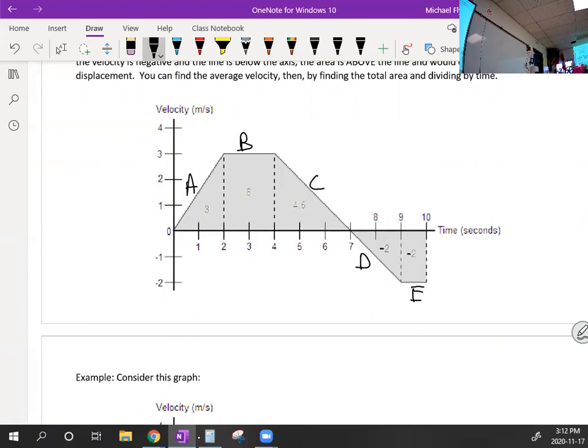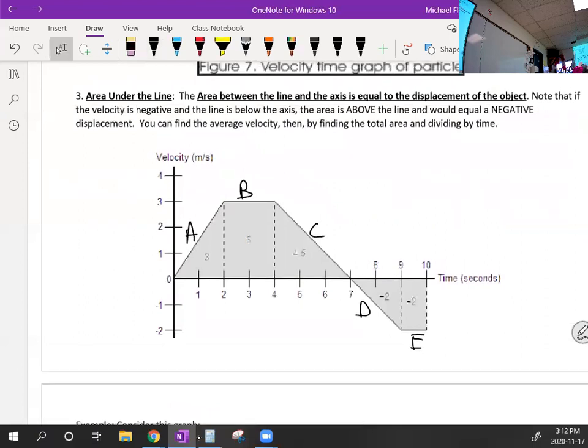Okay. Now, what we learned from the jet plane question, one of the first questions I did for you today on this lesson, is that there's another thing that's true about a velocity time graph, okay? So the area under the line actually represents the displacement of the object. Now the displacement is negative if the line is below the axis, okay? And so we measure this area, but it would be a negative displacement.